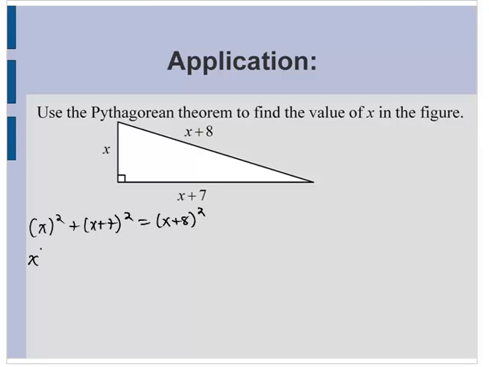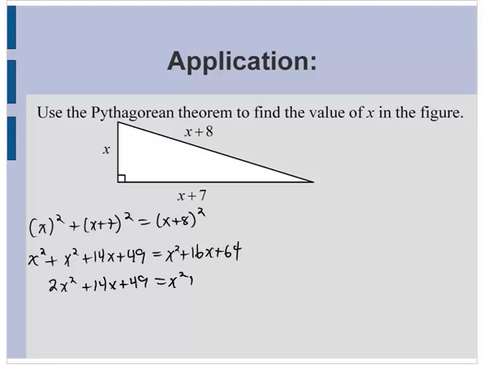Alright, multiplying everything out, we would have x squared. Now remember, (x plus 7) squared follows that pattern that was shown somewhere in Chapter 5. Or you could write it as (x plus 7) times (x plus 7), FOIL and combine like terms. You'll get x squared plus 14x plus 49. (X plus 8) squared, similarly, is x squared plus 16x plus 64. Simplifying the left-hand side, we have 2x squared plus 14x plus 49 is x squared plus 16x plus 64.